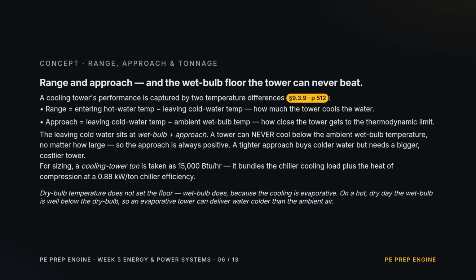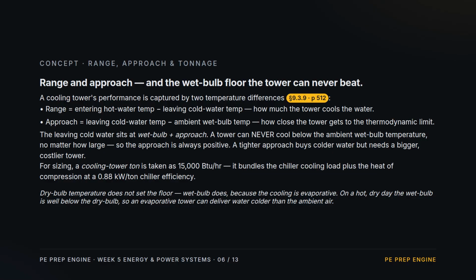Here is the key trap. The leaving cold water sits at wet bulb plus approach, and a tower can never cool below the ambient wet bulb temperature, no matter how large. So the approach is always positive. Note it is the wet bulb that sets the floor, not the dry bulb, because the cooling is evaporative.